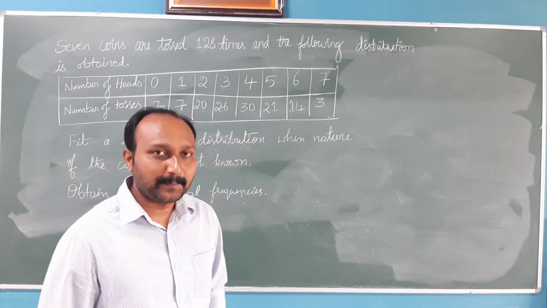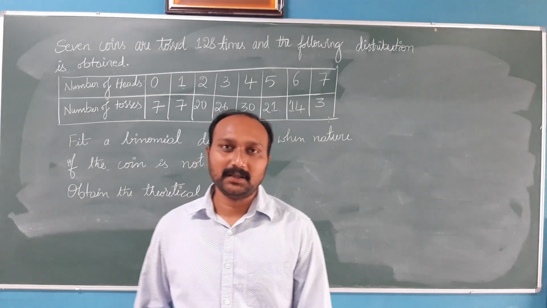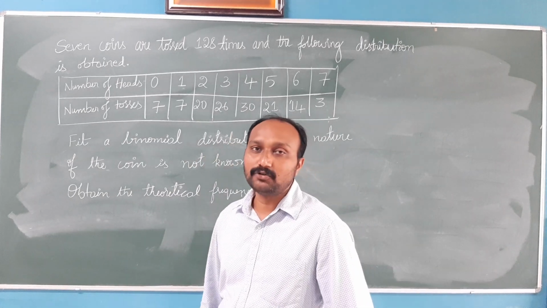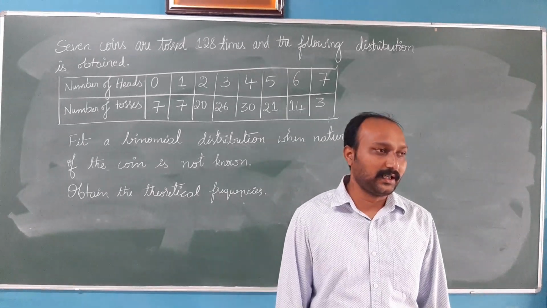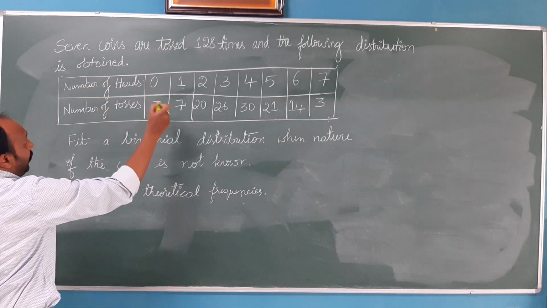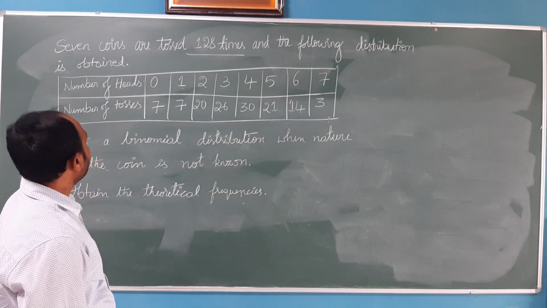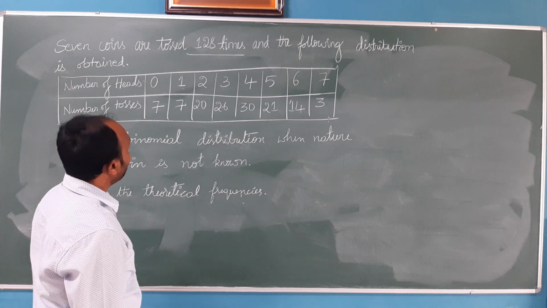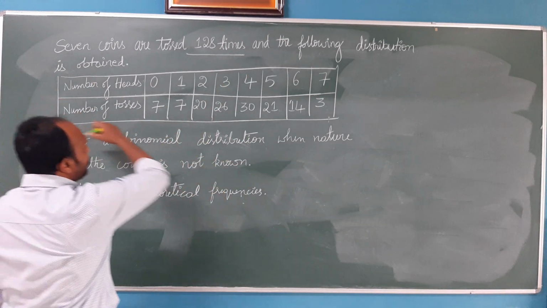So let us take up another problem to fit a binomial distribution. Already in the previous class we have studied how to fit a binomial distribution, isn't it? So let us fit one more problem. Here you can see 7 coins are tossed 128 times. Totally there are 7 coins. These 7 coins are tossed 128 times and the following distribution is obtained.